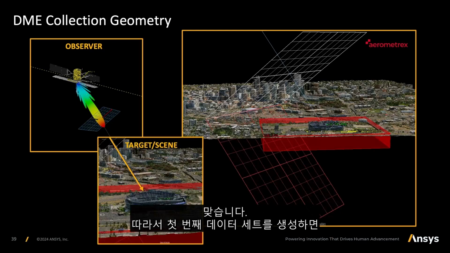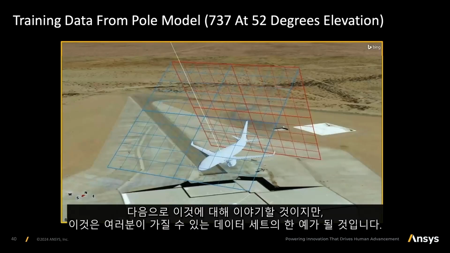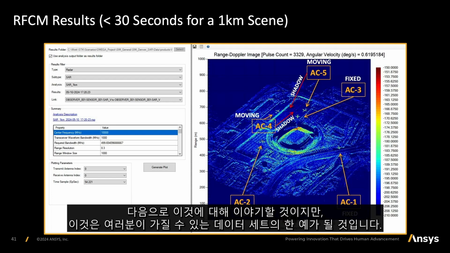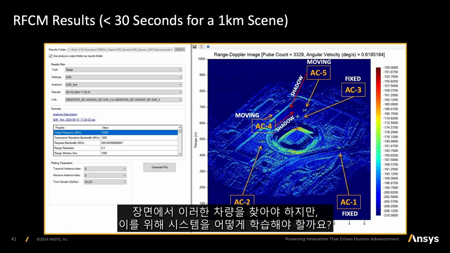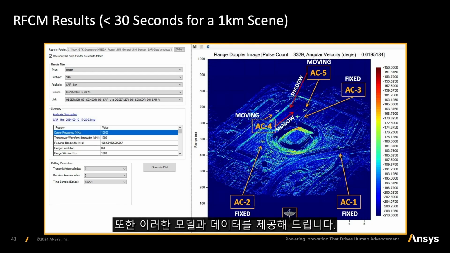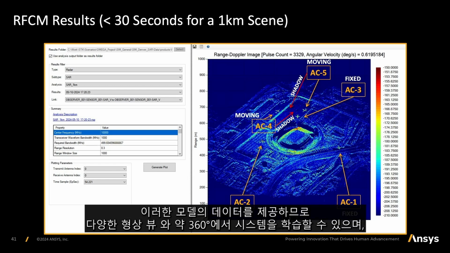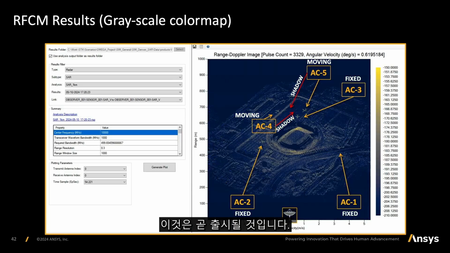So when you go ahead and generate your first data set, we're gonna talk about this next, but this is going to be an example of the kind of data set you would have. You have to find those vehicles in a scene, but how do you train those systems? We also will give you those models, and the data from those models, so you can train your system at all the various viewing geometries and around 360 degrees. We'll also generate data sets so you can see and validate whether your algorithm can find those objects, because it's the exact same model in that scene. So that's going to come very, very soon.